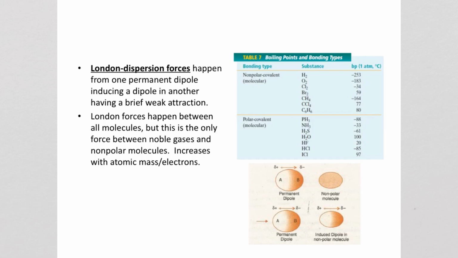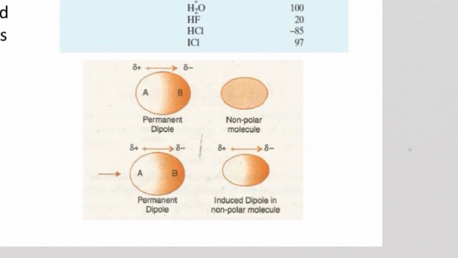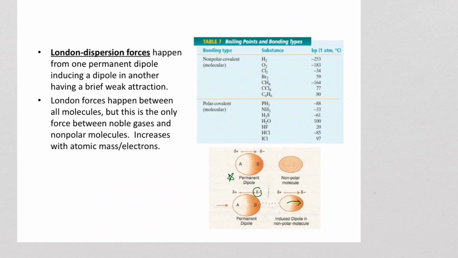Now the last one is London forces. This happens when you have a permanent dipole or a polar molecule that induces a dipole in another one, and this will have a weak attraction. So when a polar molecule comes close to a nonpolar molecule, the electrons are going to be repelled by the negative side. So the electrons are going to move away from the negative side of the dipole. That creates a slight positive, and this will create a slight attraction. Now it is very slight, but it is measurable, and that makes a big difference.